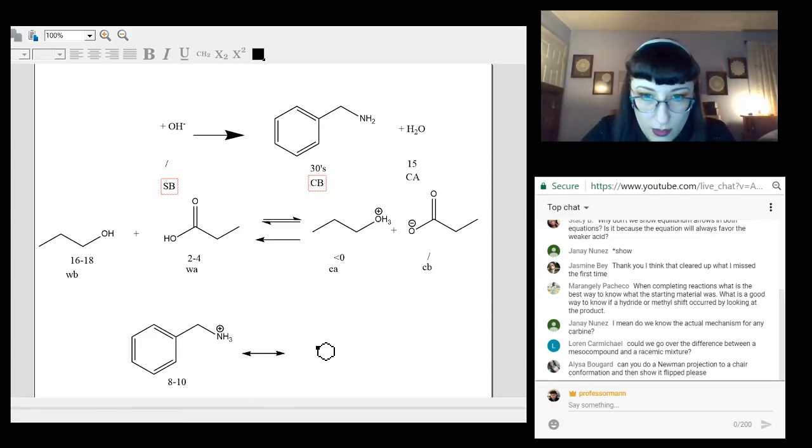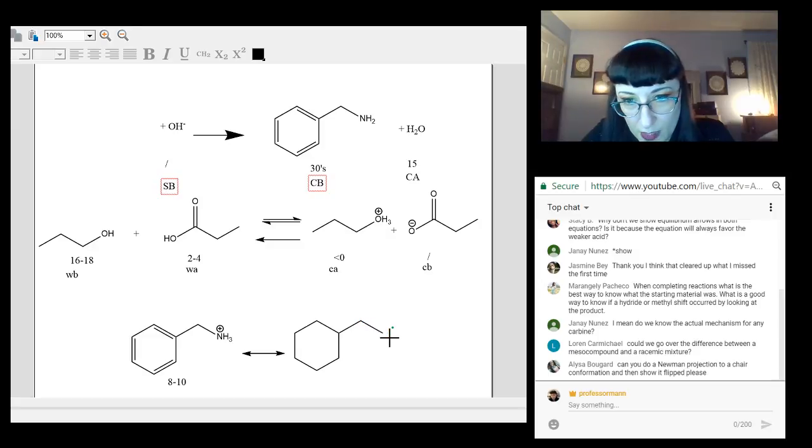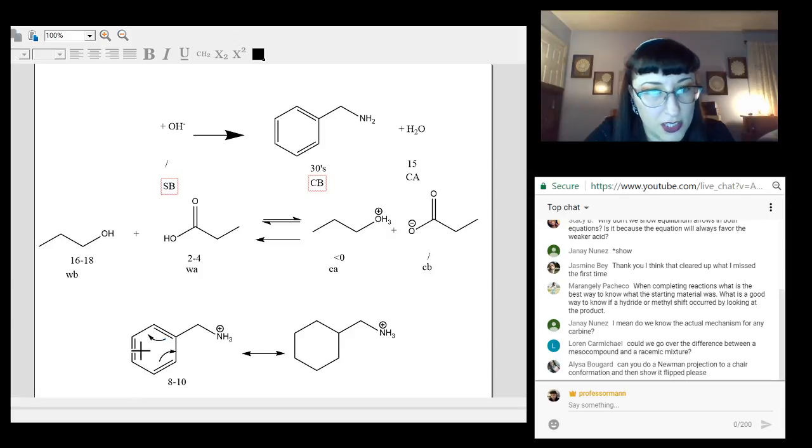So remember, with resonance structures, you can move pi bonds and lone pair electrons, and that's it. So on this amine, for example, I can't move anything on the nitrogen because with a positive charge, it means there's no lone pair electrons. However, I can move the bonds in the benzene ring. Anytime you have a benzene ring, you're going to have a resonance structure.